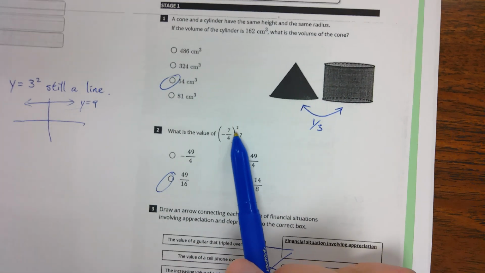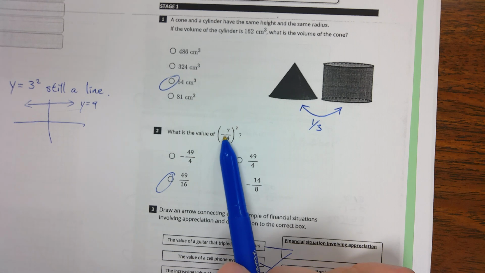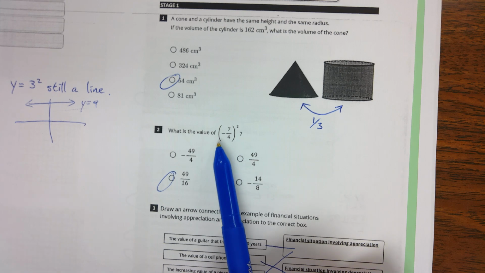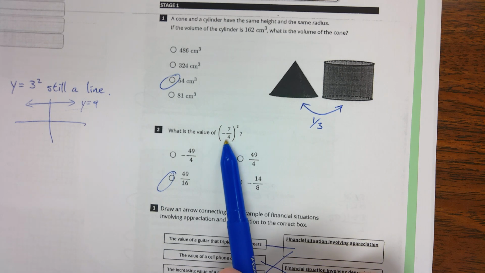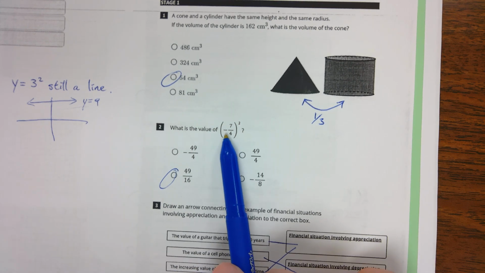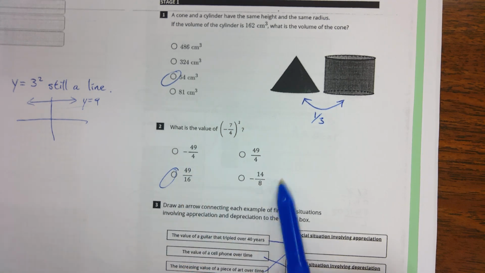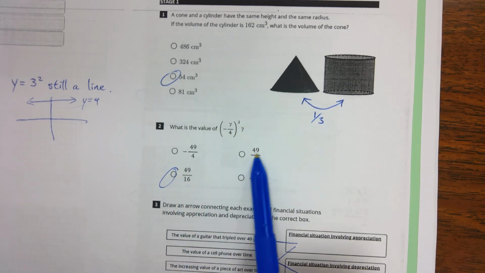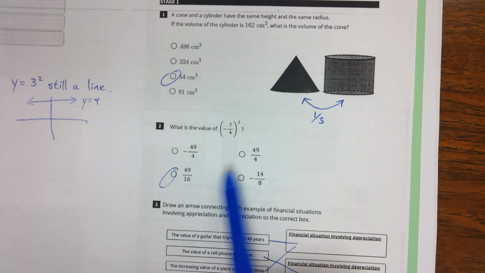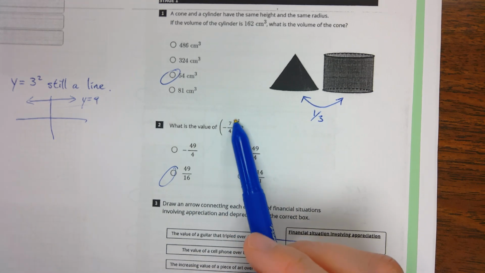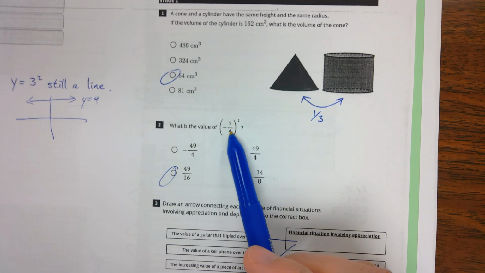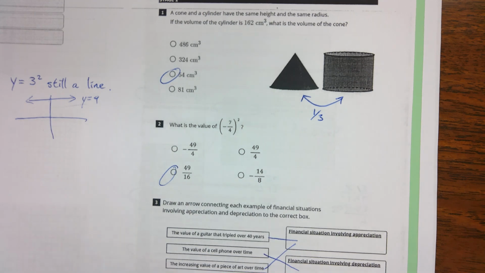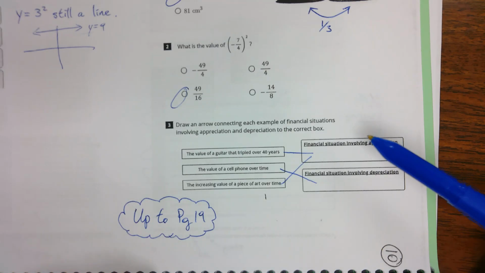This one, when you square a negative number inside a bracket, you know your final answer is going to be positive or negative. Positive. Two negatives make a positive. So you know it's not this for sure. You know it's not this for sure. It's going to be either this one or this one. Since there is a bracket, it means you're squaring the top and the bottom. So it's this.